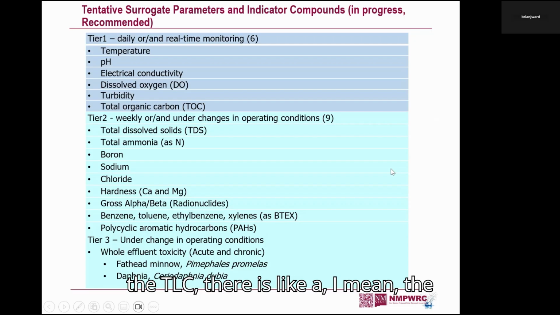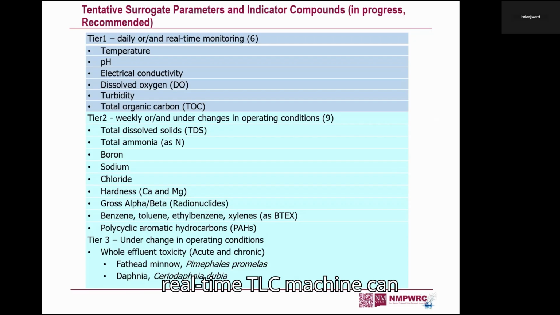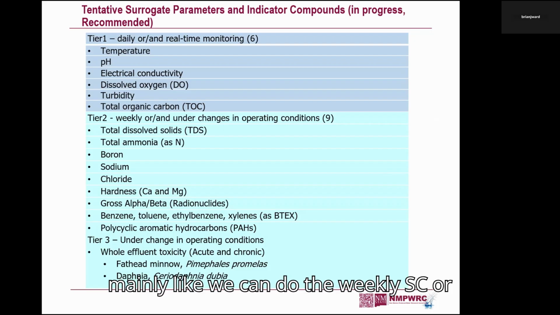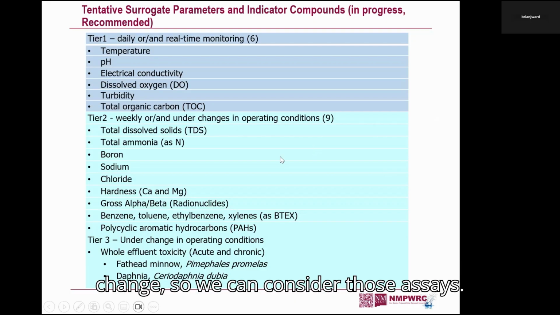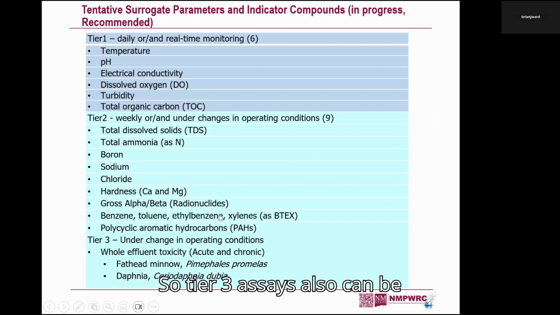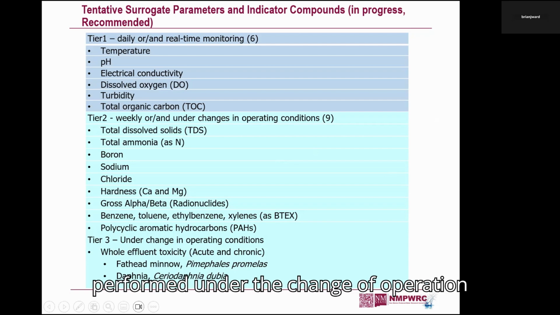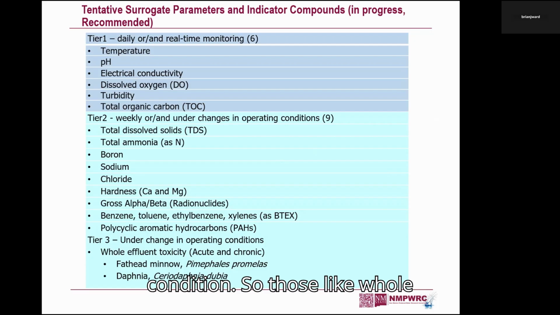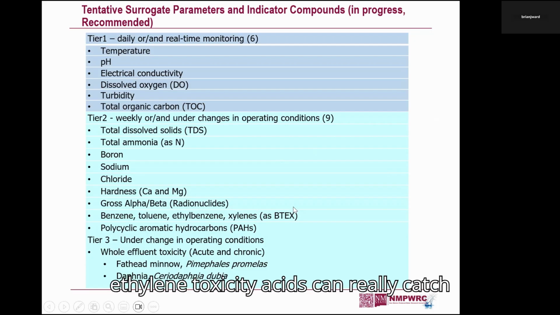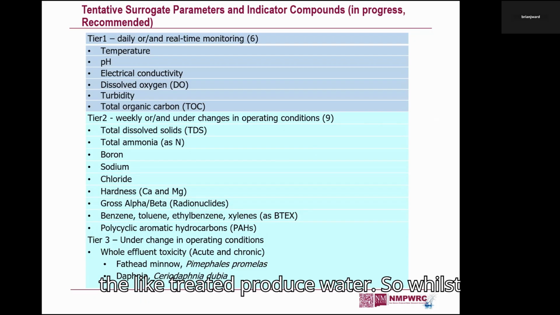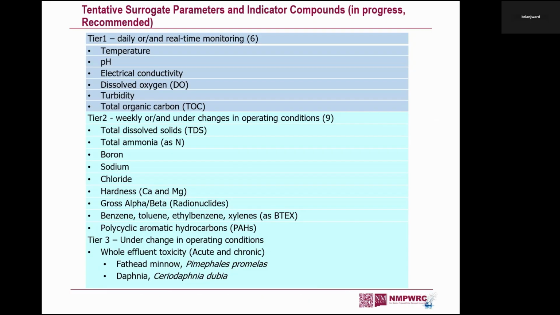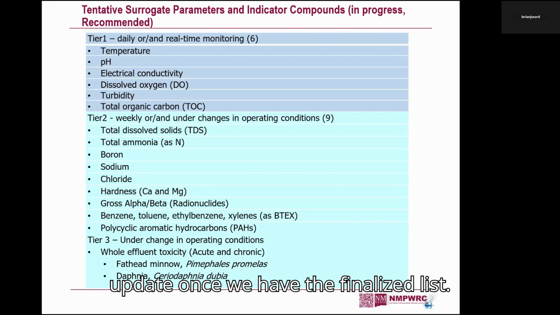Even for TOC, there is a real-time TOC machine that can be purchased. For tier 2, we can mainly do weekly assays, or if we have some operation condition change, we can consider those assays. Tier 3 assays can also be performed under a change of operation condition. Those whole effluent toxicity assays can really catch any non-detected compounds in the treated produced water. We're still working on that, and we will give an update once we have the finalized list.